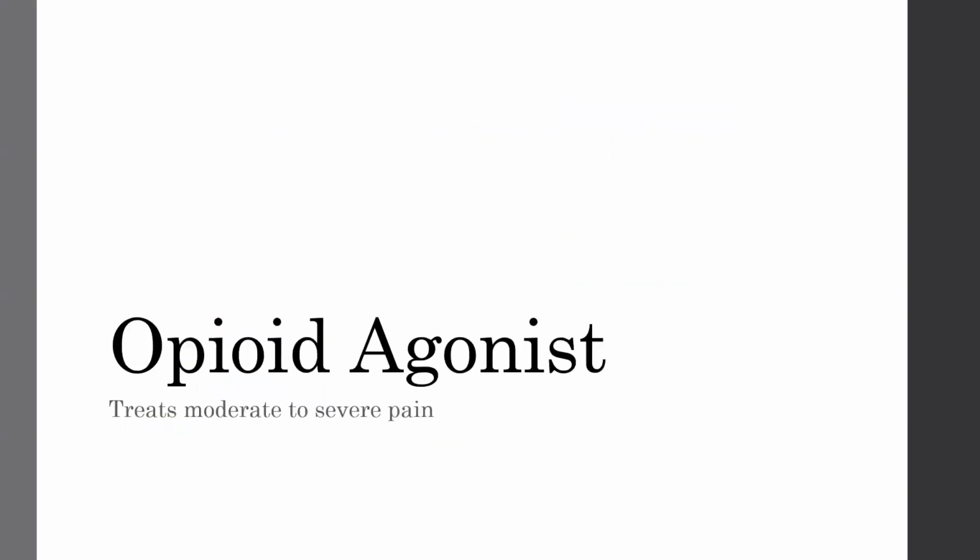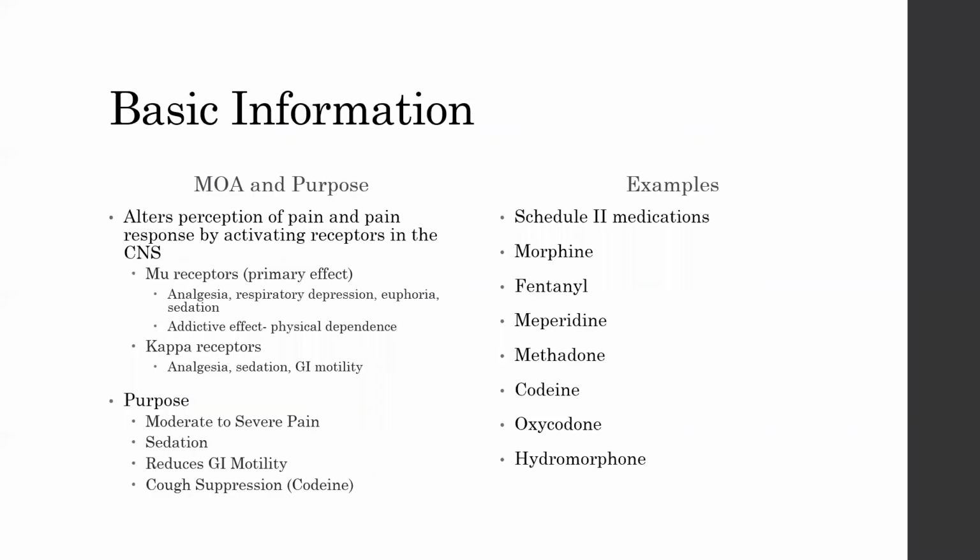Then we have our opioid agonists, and these are used to treat moderate to severe pain. The mechanism of action is that it alters the perception of pain and pain response by activating receptors in the CNS, and this can be the mu receptor or the kappa receptor. The mu receptor is going to be the primary effect, but it does cause pain relief, respiratory depression, euphoria, and sedation. When activating the mu receptor, it does tend to be more addictive and cause more physical dependence.